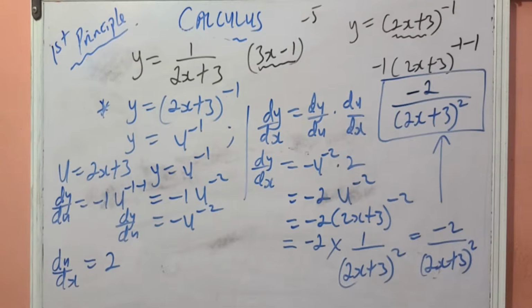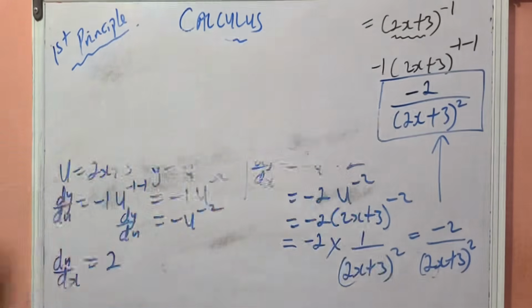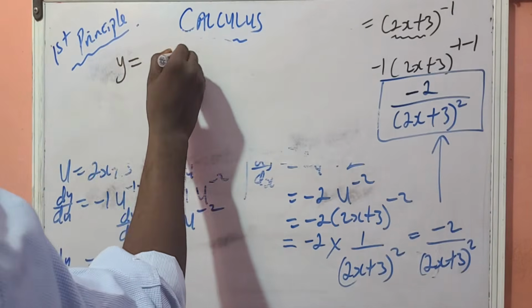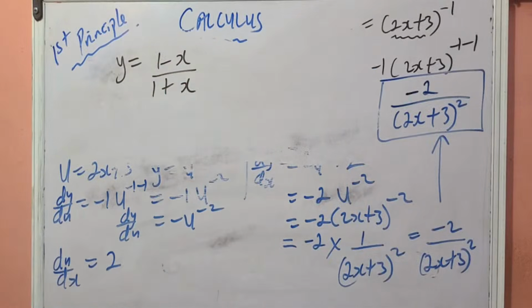Now, let me see you try this. Of course, you're supposed to use first principle. Let me see you try this. y is equal to (1 minus x) over (1 plus x). Can you try this using first principle? Try this using first principle and let's see how it goes.